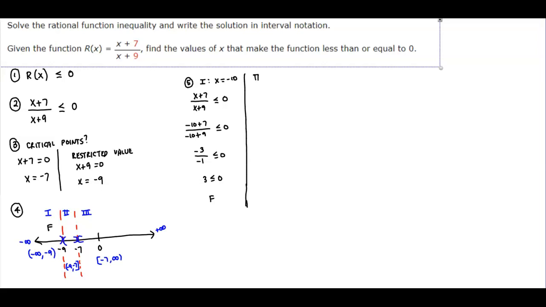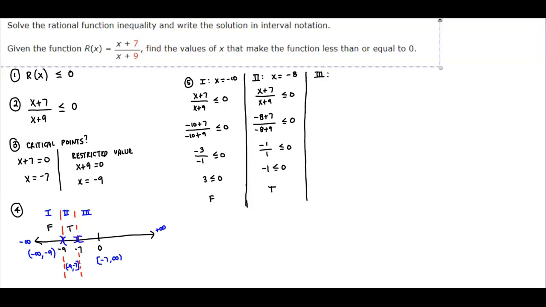If we take a look at region number 2, we can pick x to be negative 8. So using the rational inequality, we have negative 8 plus 7 over negative 8 plus 9. So that's negative 1 over positive 1. And negative 1 is less than 0, so we know it's true for region number 2.